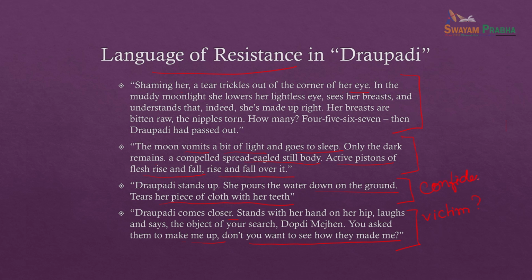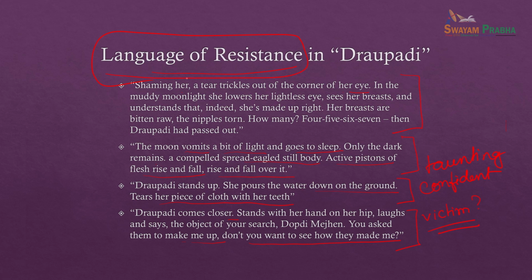She says that okay, I am this person. She is even taunting. She is taunting the person that has given the orders of torture. Can you consider her as a victim? No, that is the language of resistance.